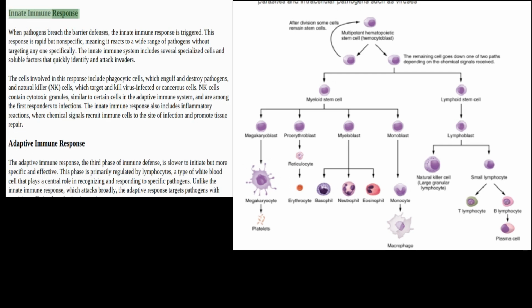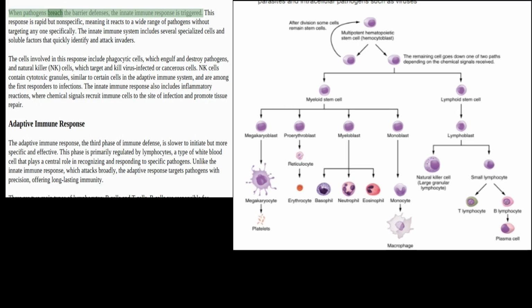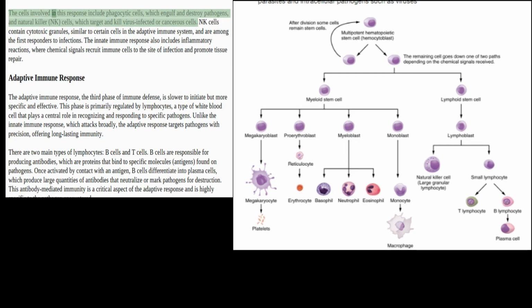Innate immune response. When pathogens breach the barrier defenses, the innate immune response is triggered. This response is rapid but nonspecific, meaning it reacts to a wide range of pathogens without targeting any one specifically. The innate immune system includes several specialized cells and soluble factors that quickly identify and attack invaders. The cells involved in this response include phagocytic cells, which engulf and destroy pathogens, and natural killer cells, which target and kill virus-infected or cancerous cells.